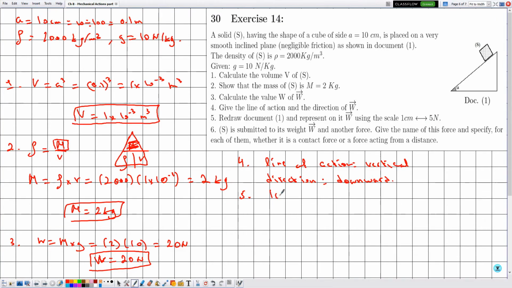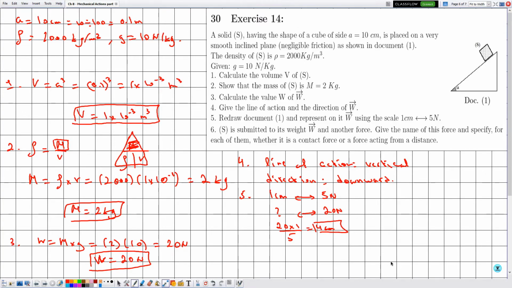So 1 centimeter corresponding to 5 newtons. Then 20 newtons corresponding to how much? This value here will represent the length of the vector. Then 20 multiplied by 1 divided by 5, this is equal to 4 centimeters.